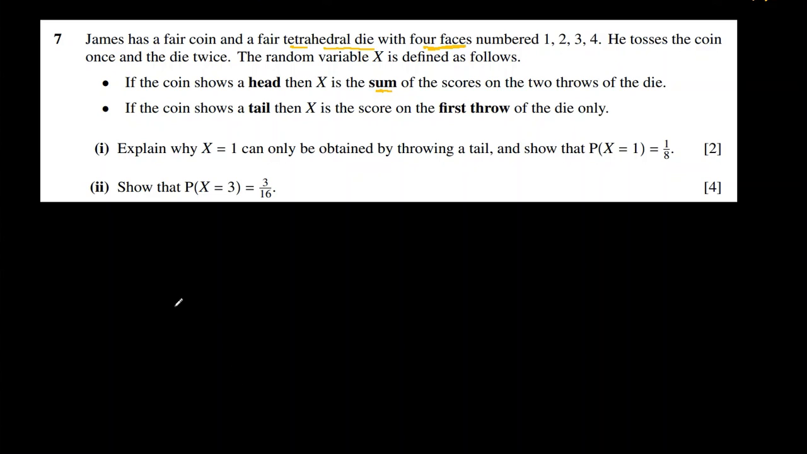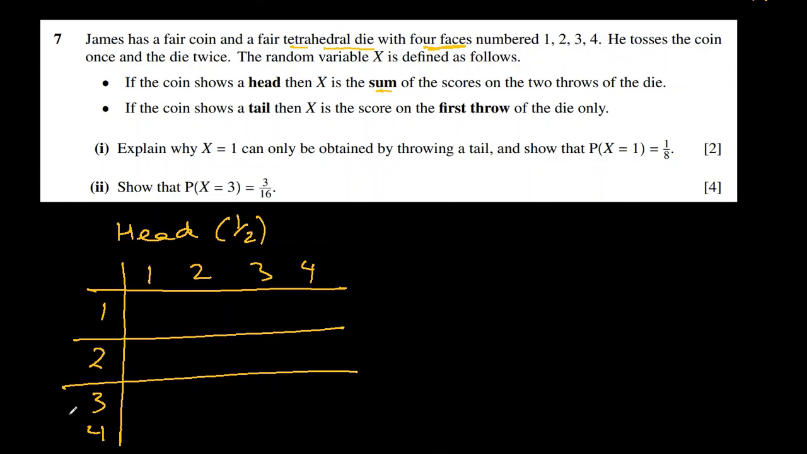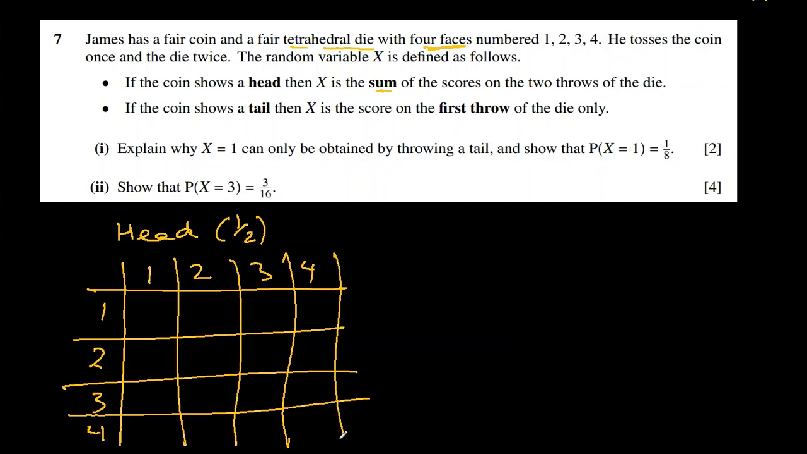That means there are two situations we have to do. Let's do it for head. The probability of getting a head is half, so the probability for the table I'm drawing now is half. 1, 2, 3, 4 from the first die, and 1, 2, 3, 4 from the second. This is how we'll get the outcomes based on head. So when it's head, we have the sum of the scores, so we will add the scores. 1 plus 1 is 2, 1 plus 2 is 3, and so on.